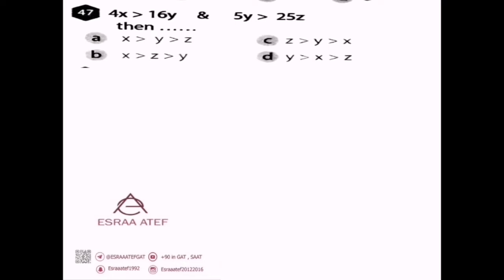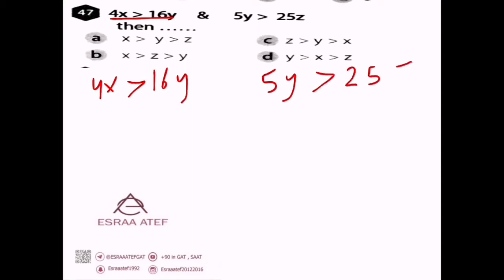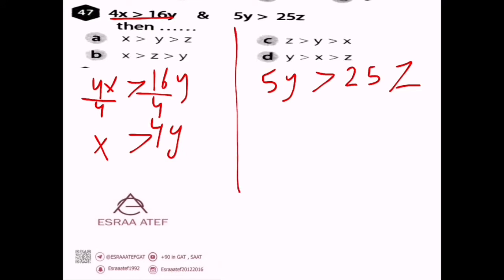Here he said that 4x is bigger than 16y and 5y is bigger than 25z. So he wants to get the relation between x, y and z. How can we get it? Okay, first we will simplify it by dividing here by 4 and here by 4, the same. So x is bigger than 4y. This is the first part.